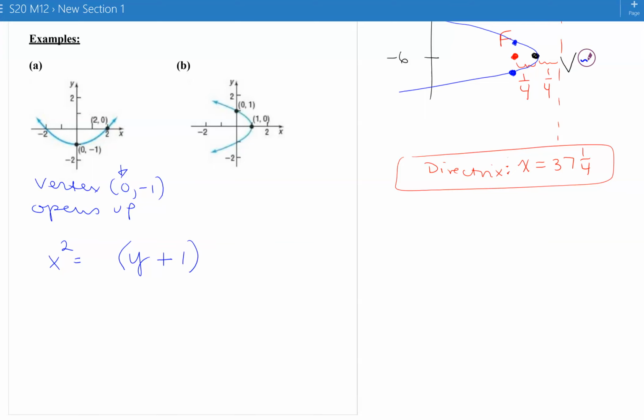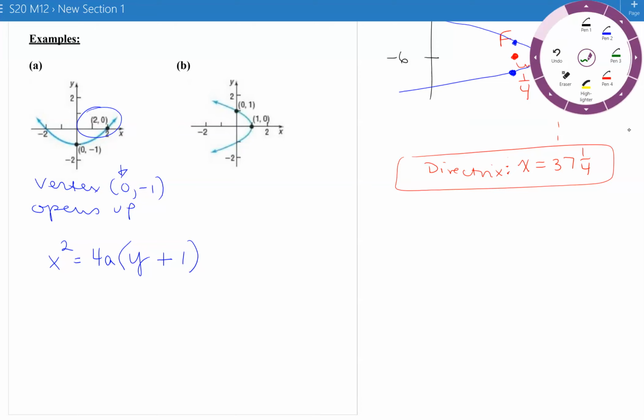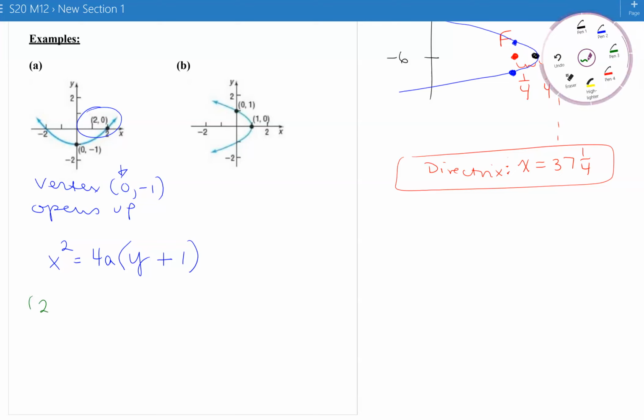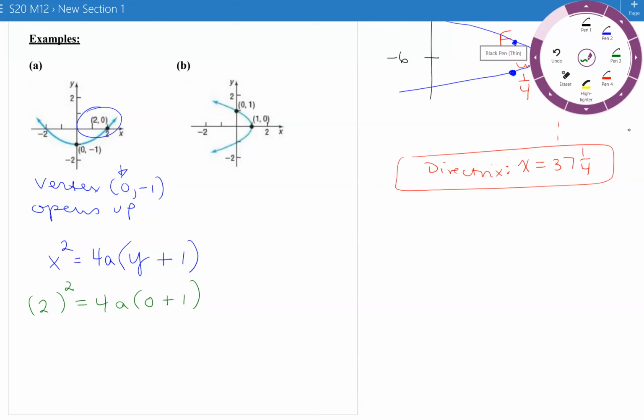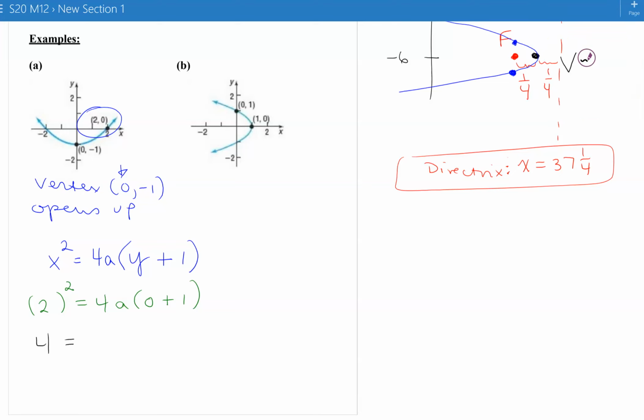And then we don't know exactly where the focus is. Don't assume you know where it is. But we see that this point 2, 0 is on the parabola. So when x is 2, y is 0, and that's going to make it so we can solve for the a. So don't assume what the a is. Make sure you solve for it.